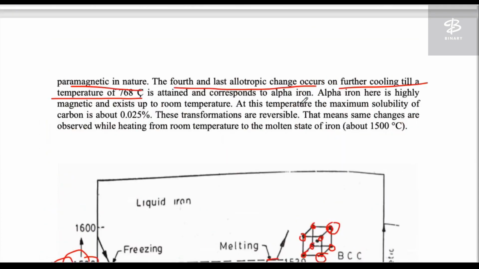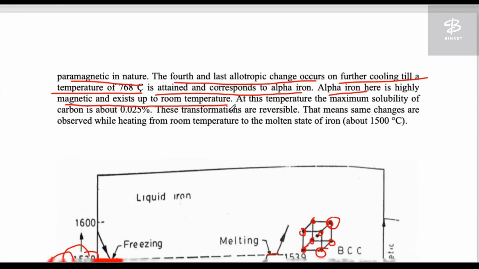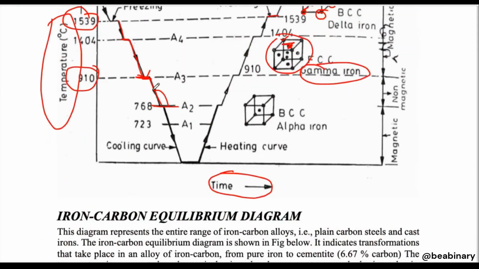So what we get here is an end corresponding to the alpha iron. Alpha iron here is highly magnetic and exists up to room temperature. When we reach this particular temperature, which is 768, the phase changes also occur. In this case, the same things remain the same, but what happens here is that the magnetic features are incorporated.